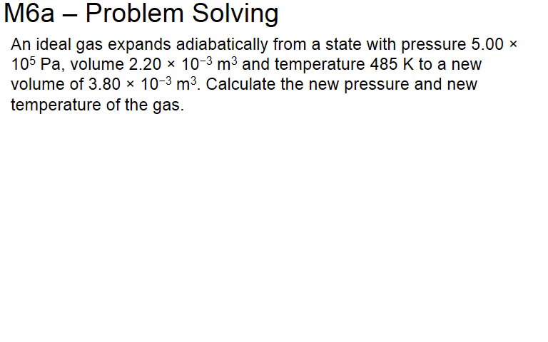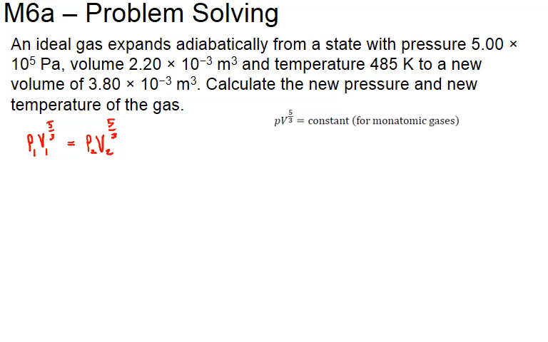An ideal gas expands adiabatically from a state where pressure is 5 times 10 to the 5th pascals, the volume is 2.2 times 10 to the negative third meters cubed, and the temperature is 485 Kelvin, to a new volume of 3.8 times 10 to the negative third meters cubed. We want to calculate the new pressure and the new temperature of the gas. And so, let's go ahead and try that. You can pause the clip and give this a try. When you're ready to check, you can hit play to continue.